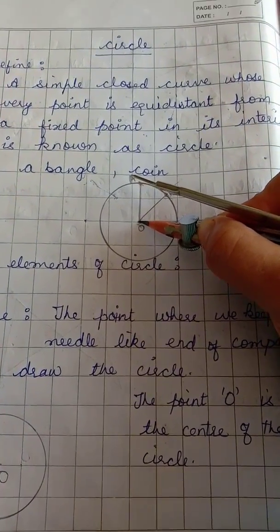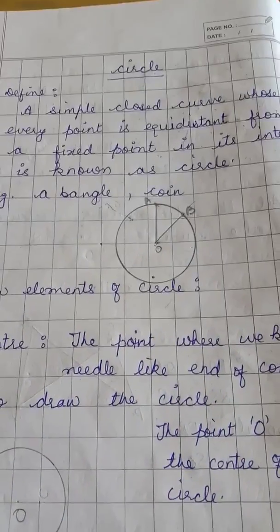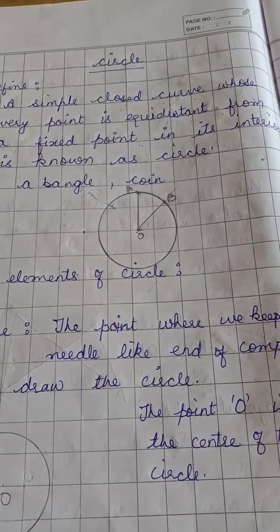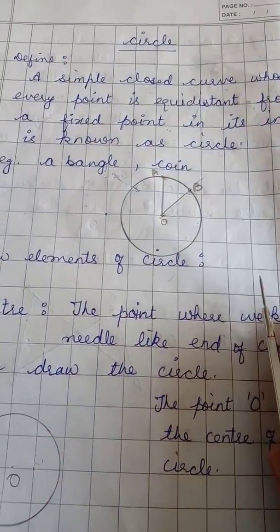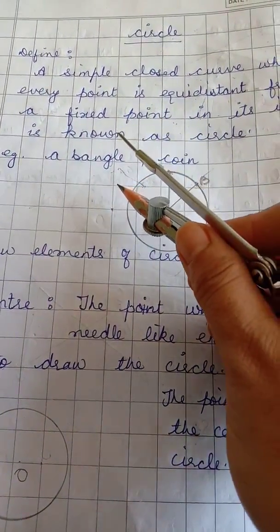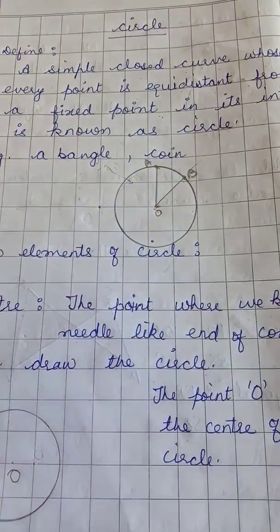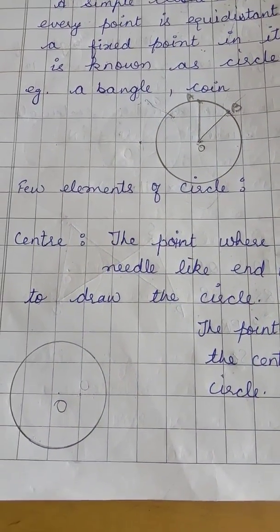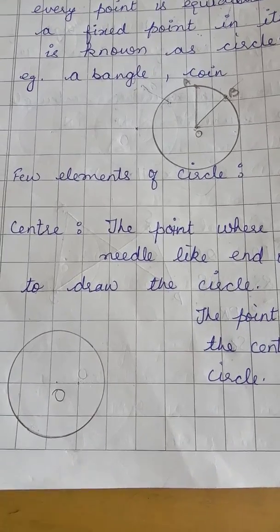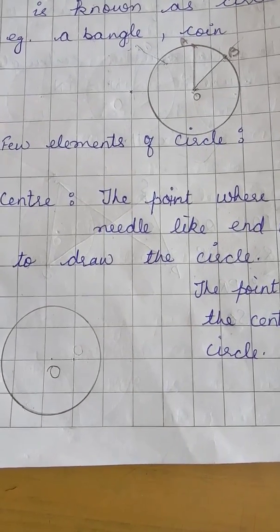In daily life, we come across many things, many shapes which resemble a circle. For example, a bangle, it is a circle. A coin, it is a circle. Now, a few elements of the circle, meaning a few terms that are related to the circle.